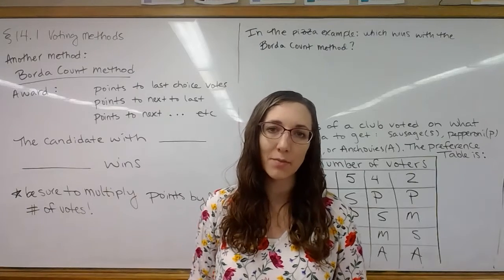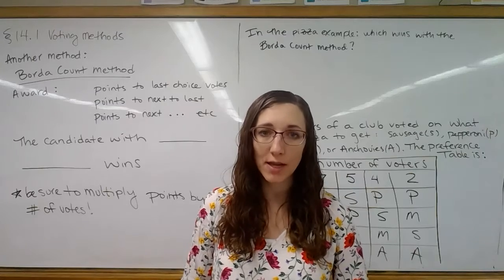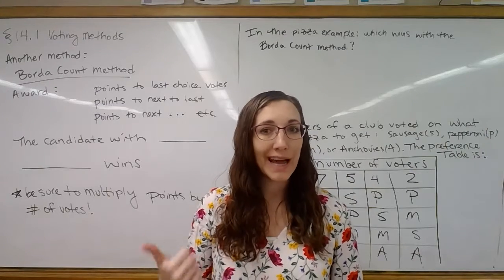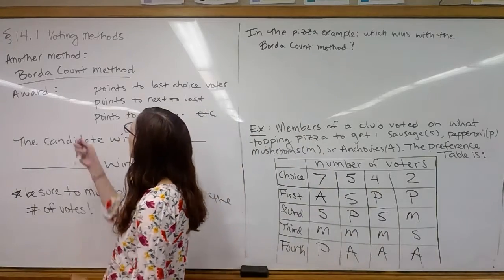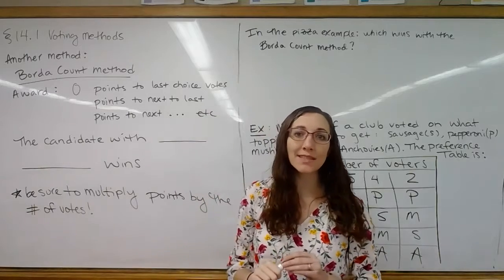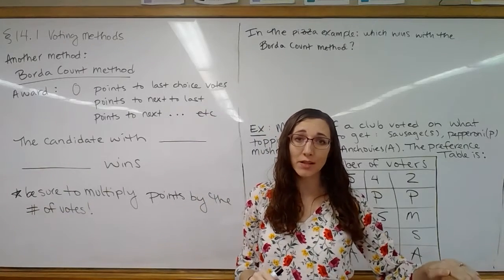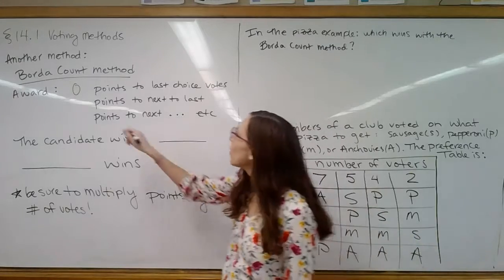Borda is the last name of the guy who invented this, and it's a count method because this one's actually a point method. So we're going to count up points. What we're going to do is award various points. We're going to start off at the bottom of the list, and award 0 points to last choice vote. So if you're at the bottom of the ballot, no points. And then we'll go up from there.